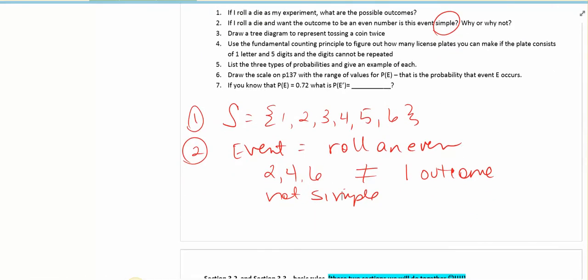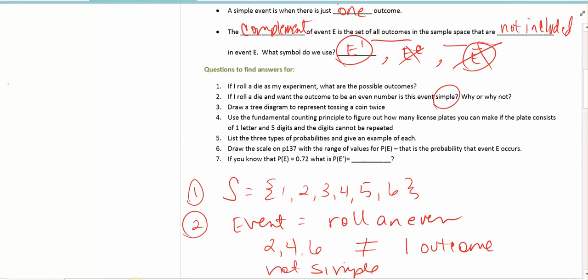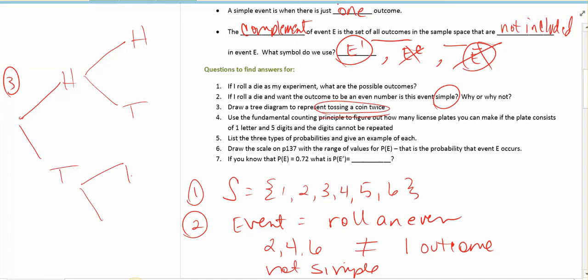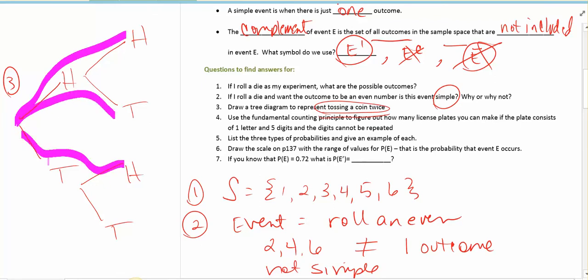Okay, draw a tree diagram to represent tossing a coin twice. I'm going to do that over here off to the side. So a tree diagram starts with, well, what are your possible outcomes? So you're doing what? Tossing a coin twice. So when I toss the coin, I either get a head or a tail. Then after I've gotten a head and I toss the coin again, I would either get a head or a tail. But if I had gotten a tail on the first try, then I could have gotten a head or a tail. What it allows us to do is follow the branches, and a branch, there's one branch, there's another branch, here's another one, and here's another one.